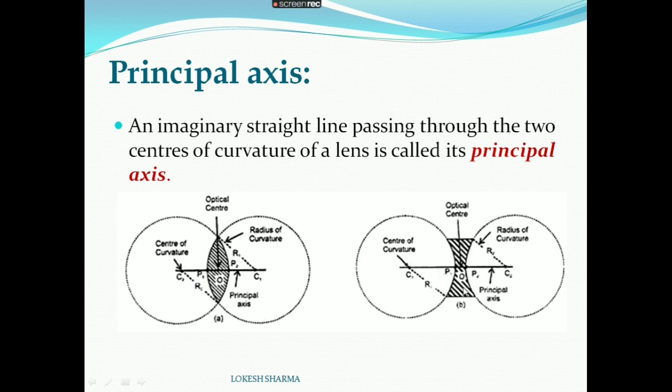Similarly, here we can see that this shaded region is enclosed between two spherical surfaces which are part of imaginary spheres, and similarly the line joining the centers of curvature of these two spheres is called the principal axis. The center of the lens is called the optical center, and the radius of these imaginary spheres is called the radius of curvature.